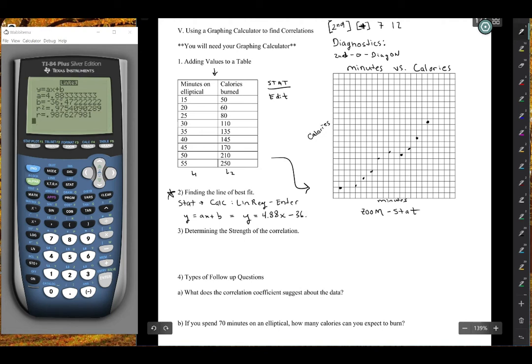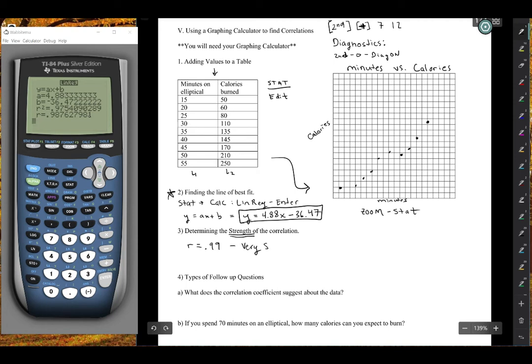Determining the strength of the correlation: this last value, the R value, you should know what that means. R is 0.987, or about 0.99. Well, the strength of the correlation, referring to your notes, means it's very strong and positive. So it's a very strong positive correlation.